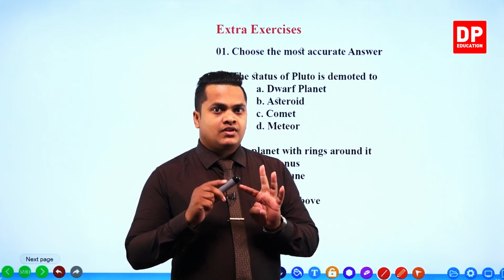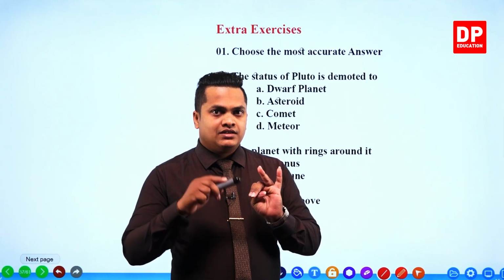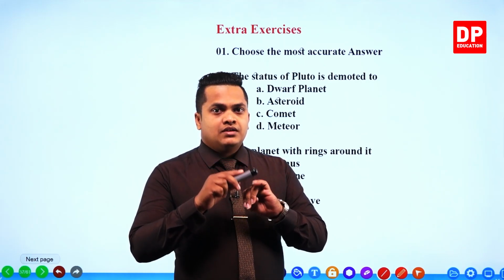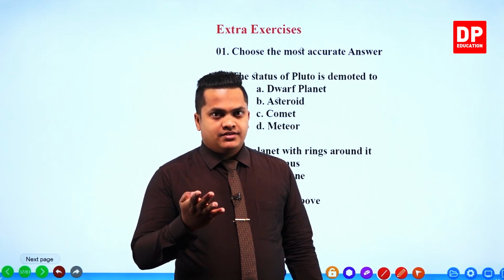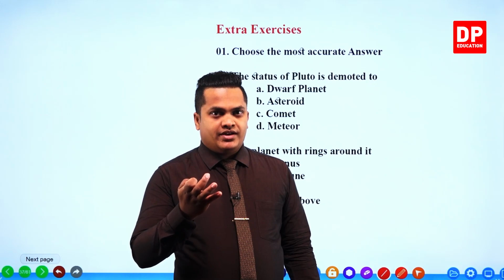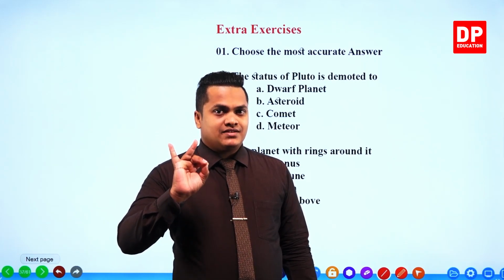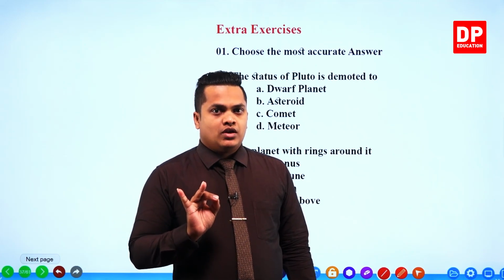Mercury, Venus, Earth, Mars, Jupiter, Saturn, Uranus, Neptune. Right? So these are the 8 planets that are available in our solar system right now.